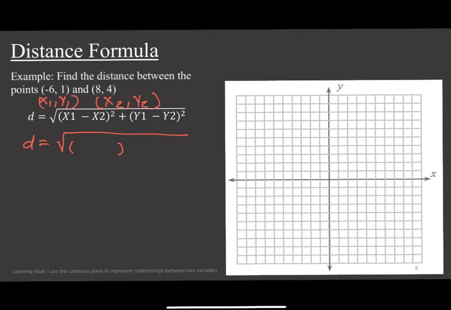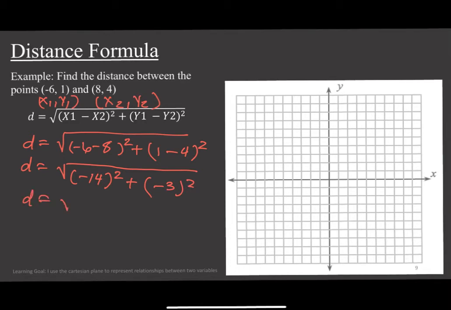So x1 is -6 minus x2, which is 8, all of that quantity squared, plus y1, which is 1, minus y2, which is 4, quantity squared. If we simplify this a little bit, we get -6 minus 8 is -14 squared, plus 1 minus 4 is -3 squared.